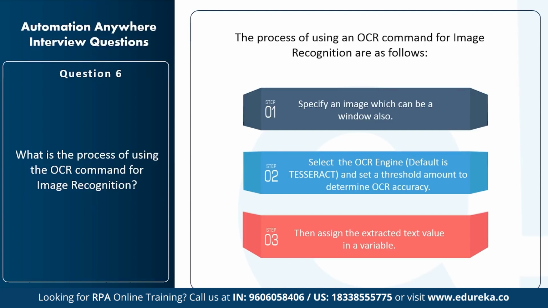So guys, these are the various steps of using the OCR command for image recognition. That starts with specifying an image and then selecting the OCR engine and then mentioning the threshold amount, and then finally assigning the extracted text value to a variable. So guys, this was the process of using the OCR command for image recognition.